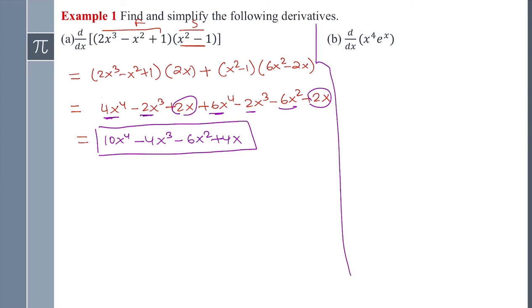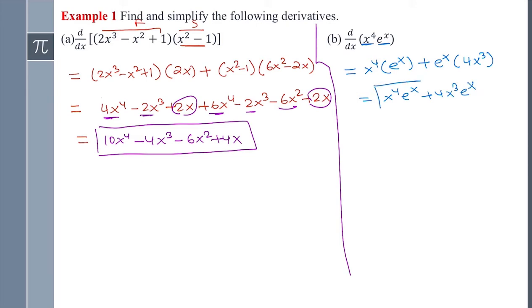Now let's look at another example. Here the first function is x to the fourth and the second function is e to the x. So the derivative of this product is the first function, x to the fourth, times the derivative of the second function, e to the x. The derivative of e to the x is just e to the x, plus the second function, e to the x, times the derivative of x to the fourth, which is 4x cubed. And then this is just x to the fourth e to the x plus 4x cubed e to the x.